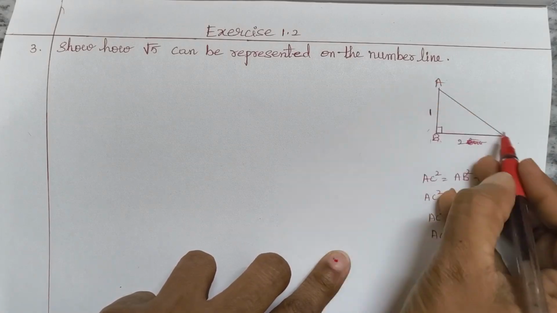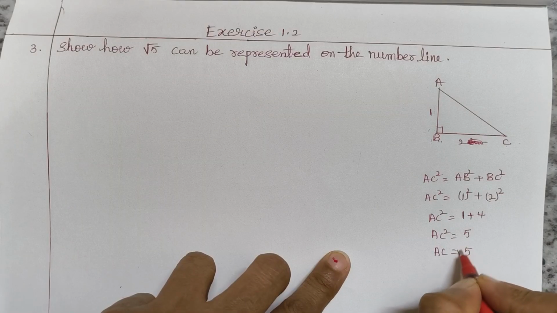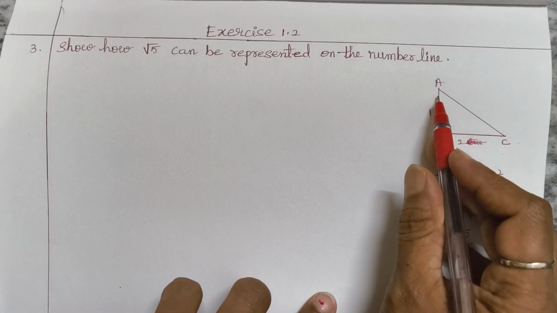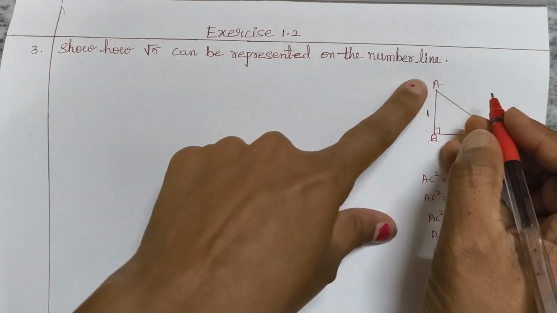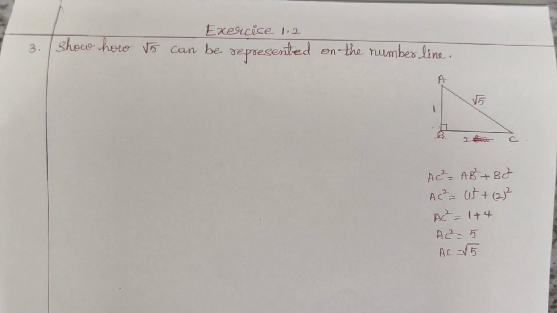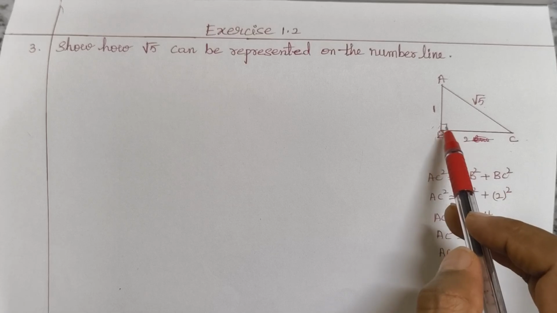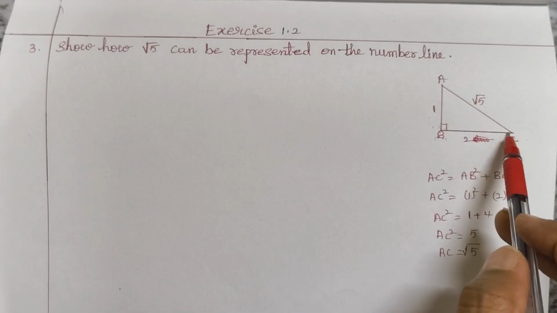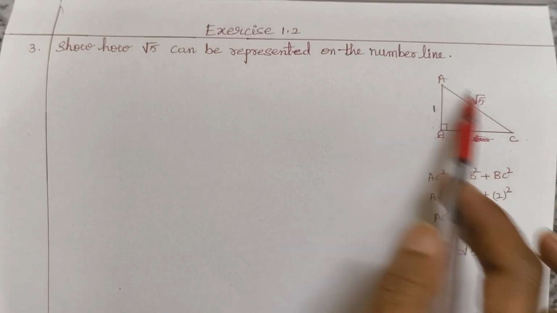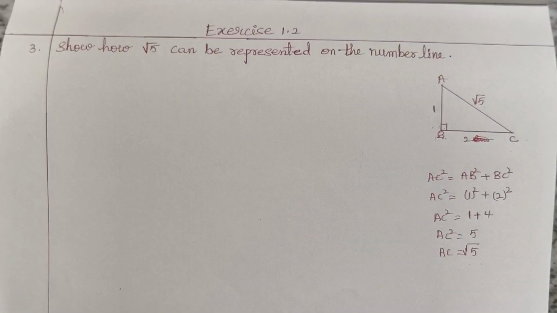You want only AC. AC is equal to the square root of 5. So now, this is 2 units and this is 1 unit, and AC you will get is root 5 units. Like this we will think and represent on the number line. So this is clear, I think. Pythagoras theorem on a right angle triangle, with base, perpendicular and hypotenuse. This is 2 units, 1 unit. Simplifying, AC is equal to root 5. This root 5 we can represent on the number line.